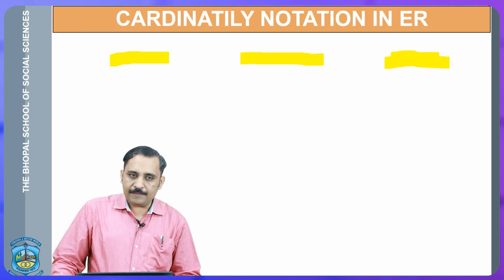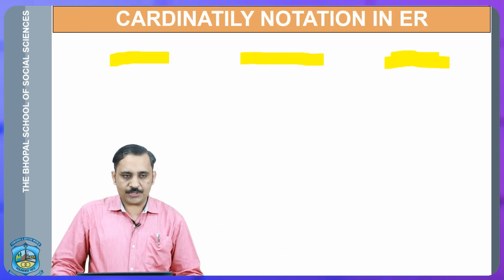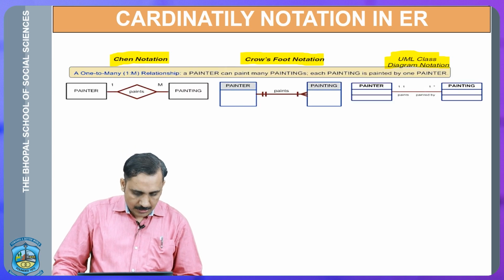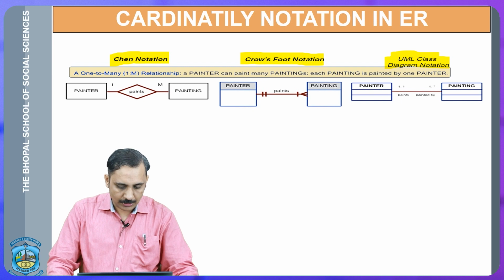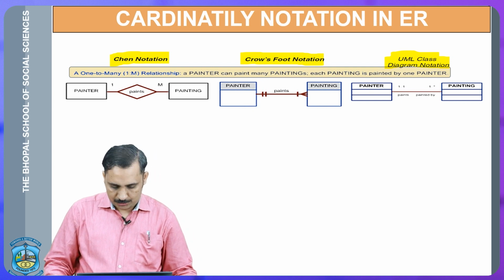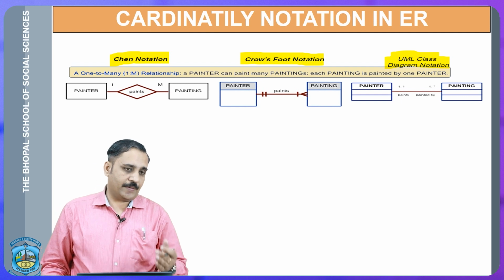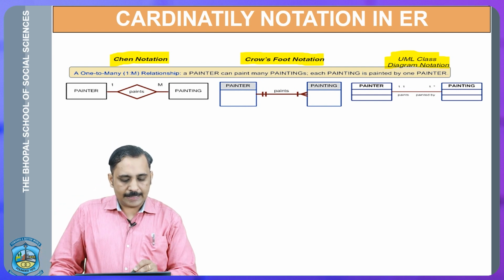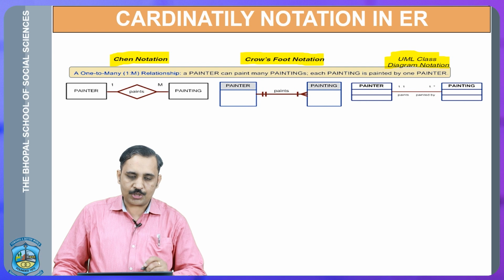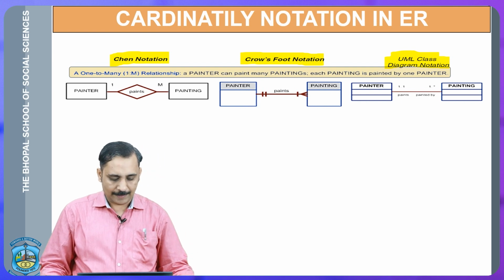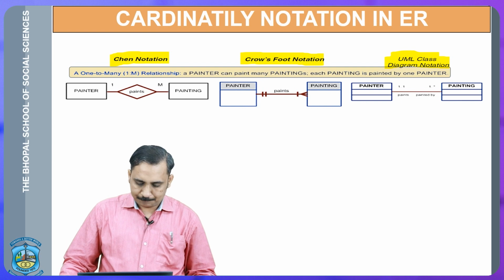Here there are three ways of representing things using the ER diagram approach. First is called Chen notation, next is Crowfoot notation, and UML class diagram notation. Chen notation is a very commonly used notation that we have been following till now, in which entities are represented by rectangles and relationships by diamond shapes. Attributes are represented using ellipses or oval boxes.